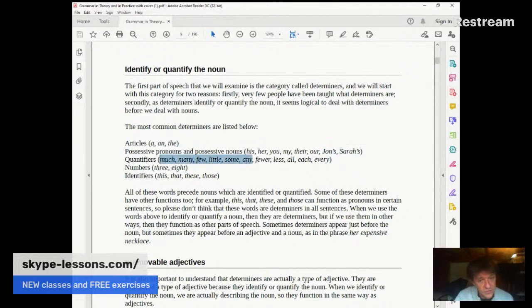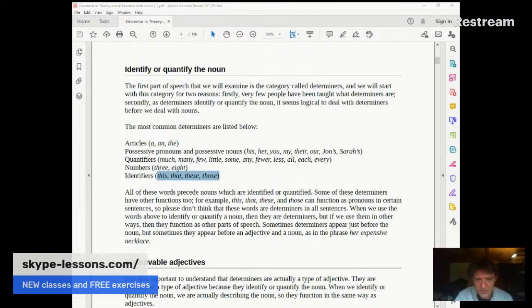Quantifiers: much, many, few, little, some, any, fewer, less, all, each, every. Numbers, 3, 8, yeah, they always come before a noun and they always tell you how many of the nouns, so they are determiners. And identifiers: this pen, that man, these children, those jeans, yeah, they're also determiners.